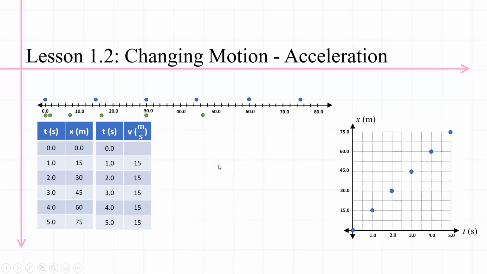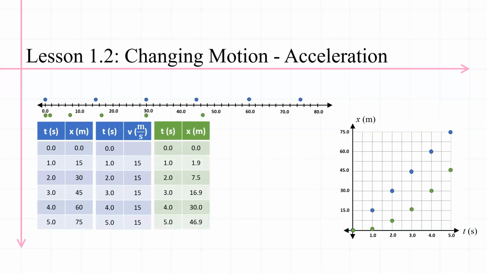Well, let's go ahead and plot the positions of the green car on our position time graph. And you'll see that the shape of the graph is different than it was for the blue car. Something different is going on with our green car. So let's calculate the values related to our green car.